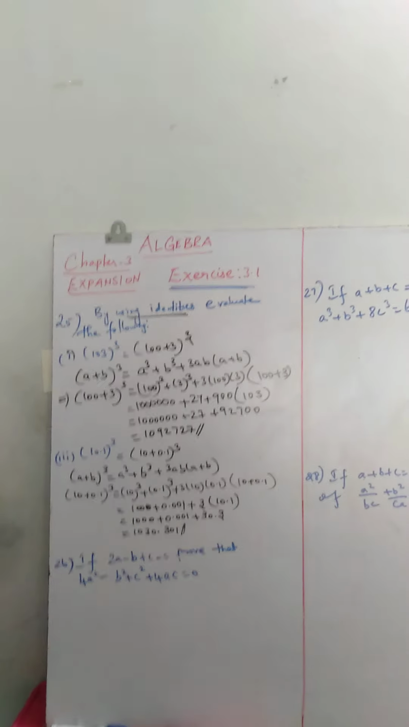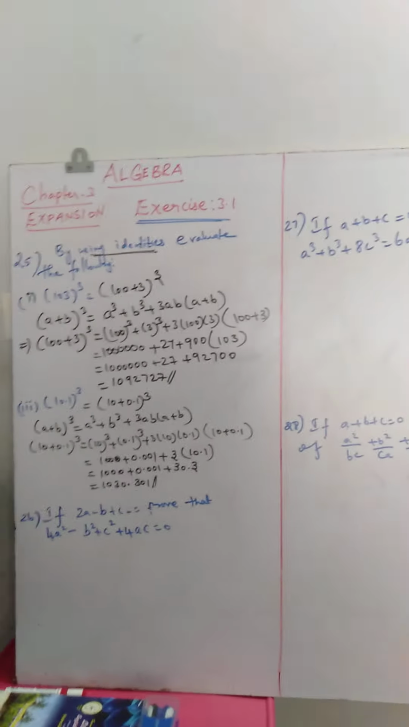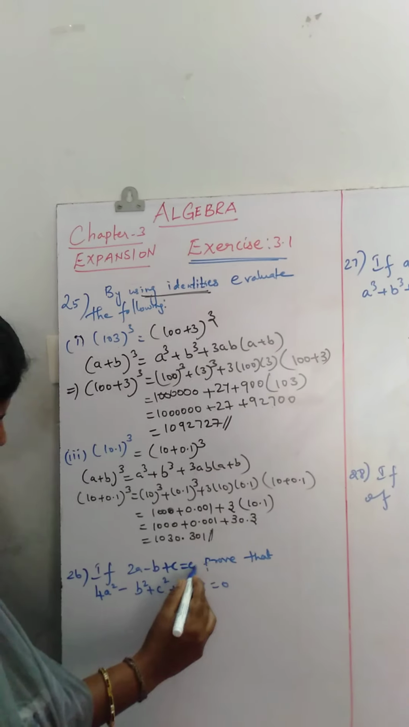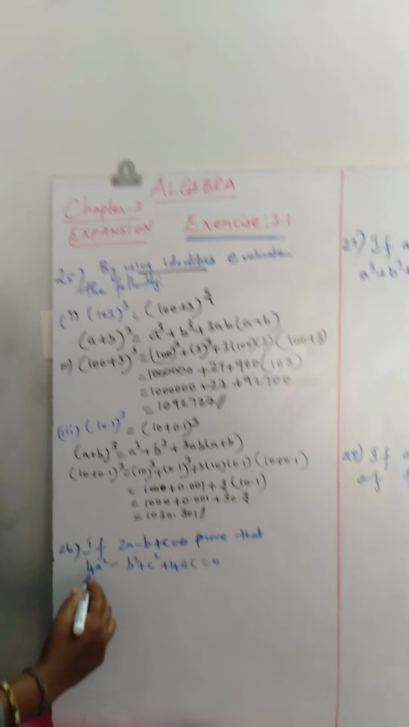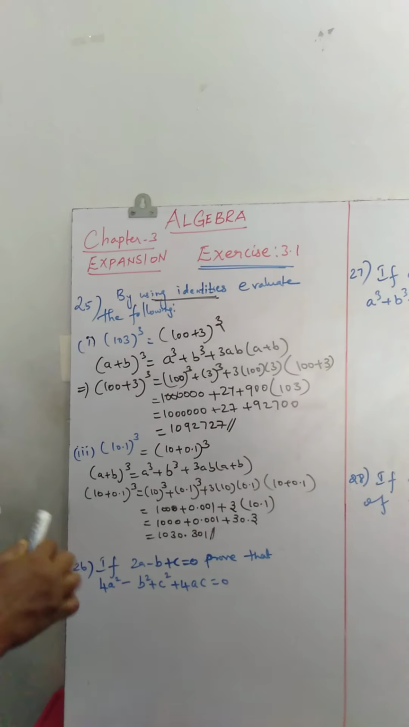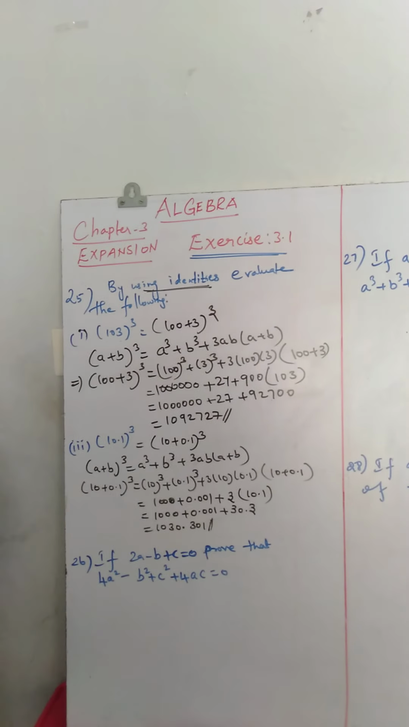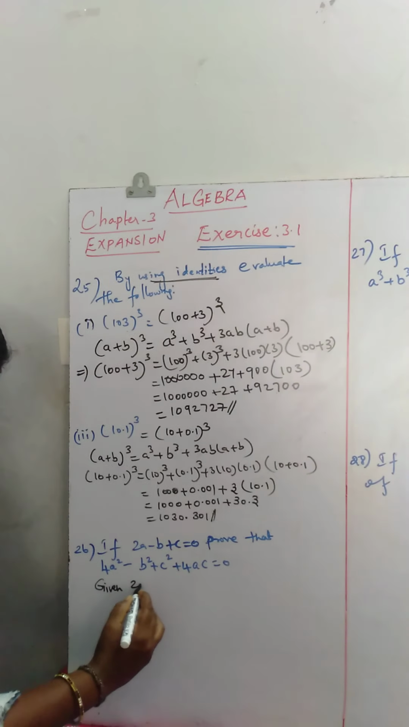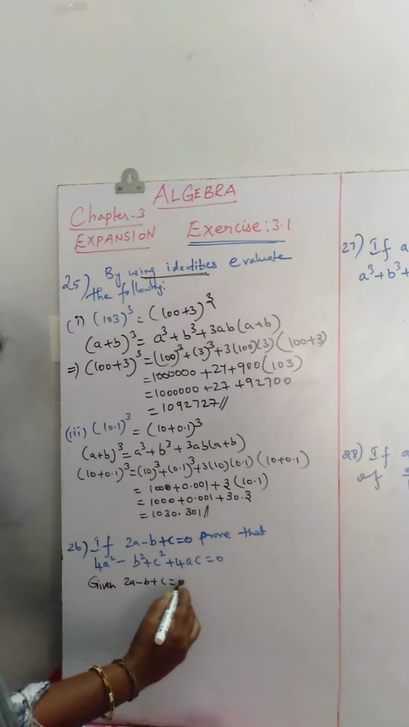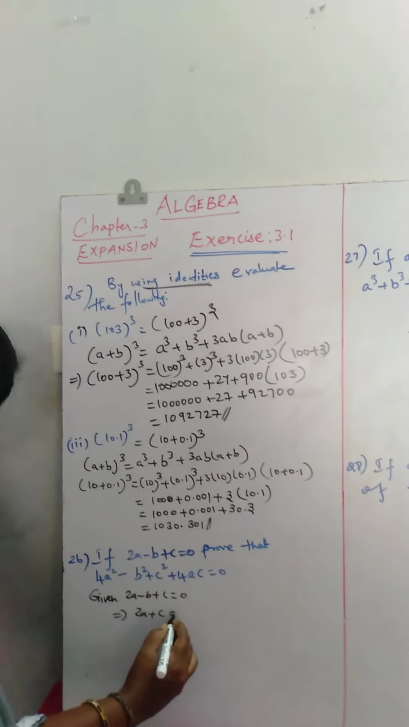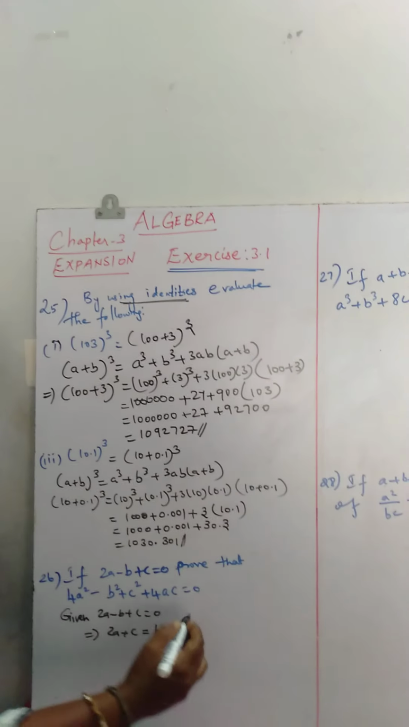The next question, which is what? Question number 26. 2a minus b plus c equals 0. So we have to prove that 4a square minus b square plus c square plus 4ac equals 0. So what we are going to do here is, from the given we are writing. So what is given? 2a minus b plus c equals 0. Which can be written as 2a plus c equals b. Assume this as 1.